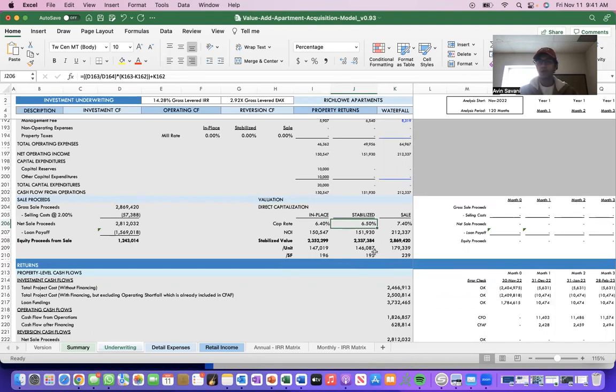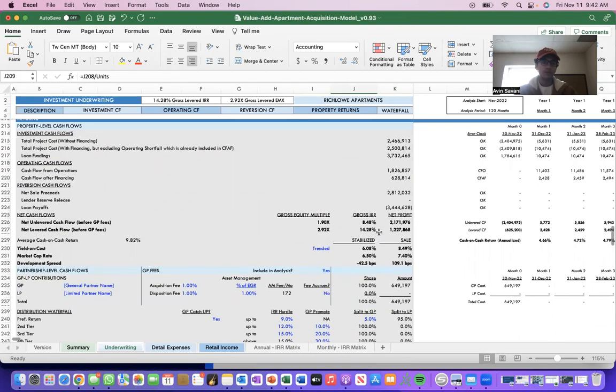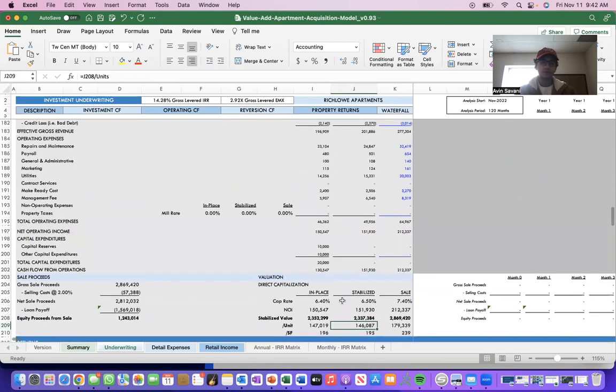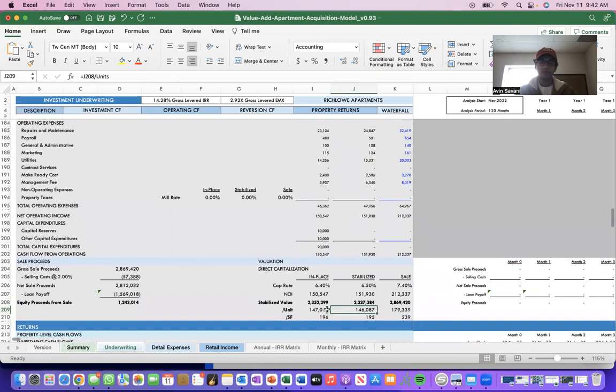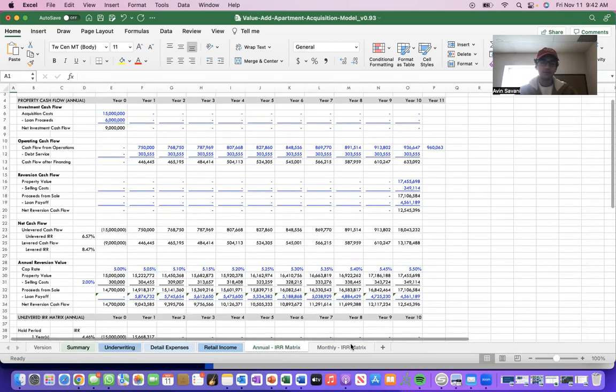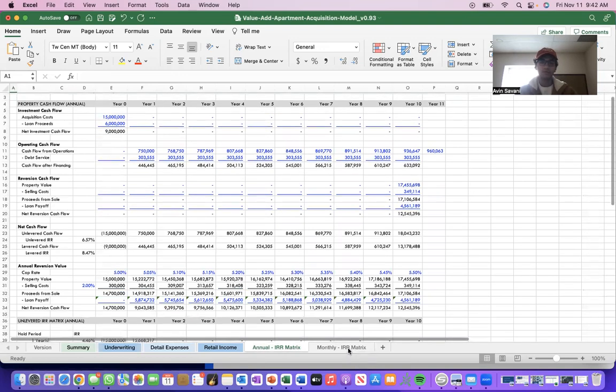So your IRR matrix is essentially what year you want to sell the property at the optimal internal rate of return. So we'll see that broken down in these later tabs, but yeah. We'll see the net operating income, stabilized value, right? So as we work down here into the returns, actually let's get to the returns last, but let's go through that IRR matrix that I was talking about, right? So here in another tab, you'll see the monthly and annual internal rate of return calculations.